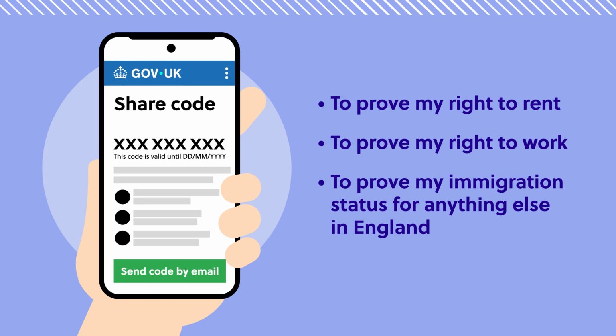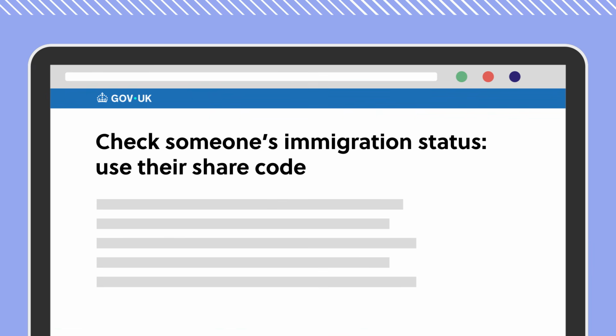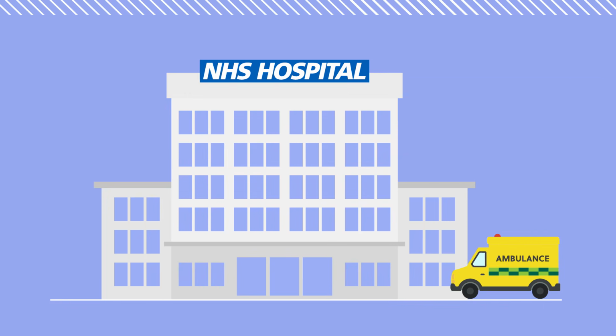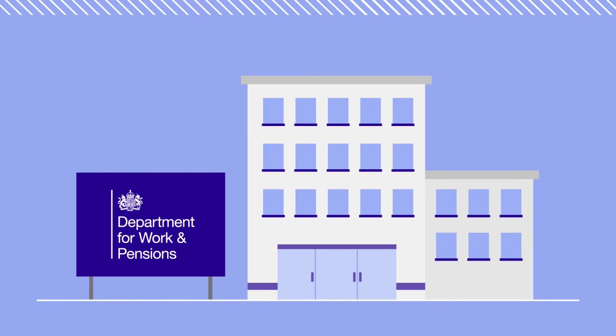Make sure you choose the right reason for sharing. You do not need to reprove your status every 90 days. The person checking your status can use the relevant online checking service. They need your date of birth and your share code. Some government bodies, such as the National Health Service, NHS, or the Department for Work and Pensions, DWP, can usually confirm your status automatically. In these cases, you will not normally be asked for a share code.